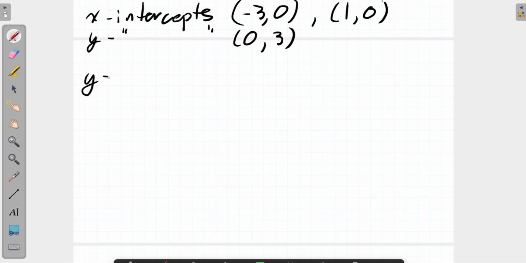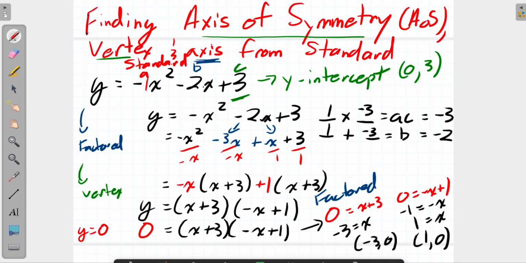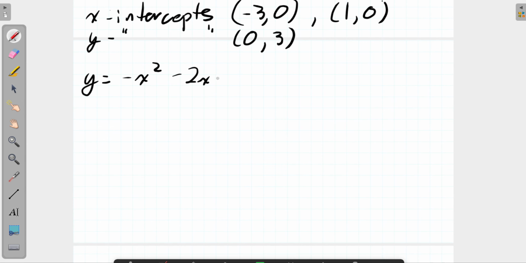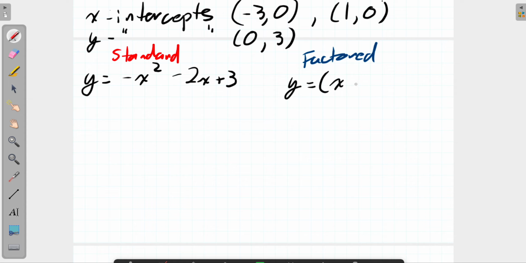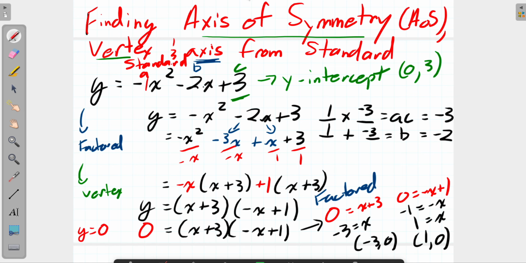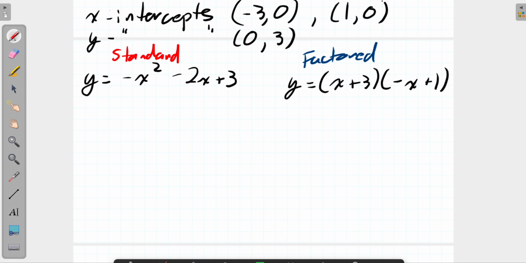The standard form of our equation is y equals negative x squared minus 2x plus 3. This is our standard form. I'm just collating the info we have so far. The factored form, which we got to, was (x plus 3)(negative x plus 1), sorry, plus 1. Okay.